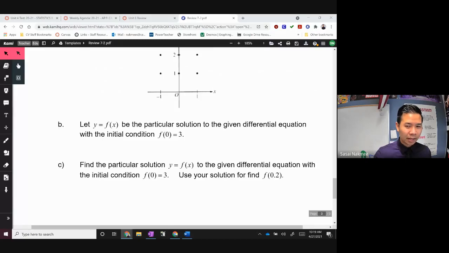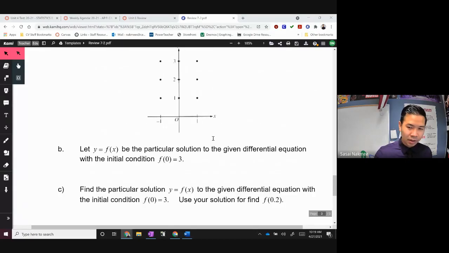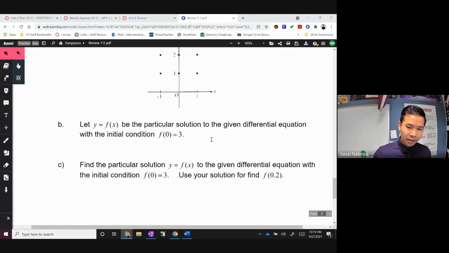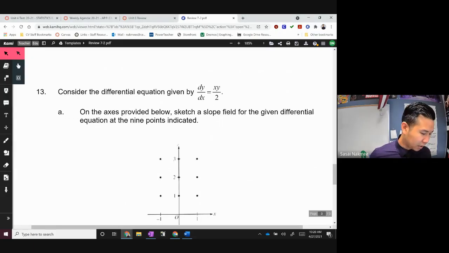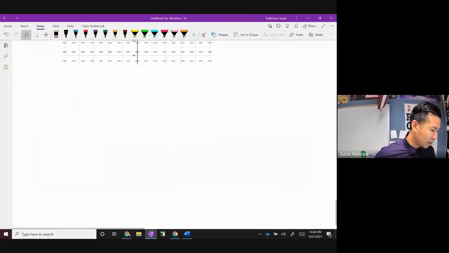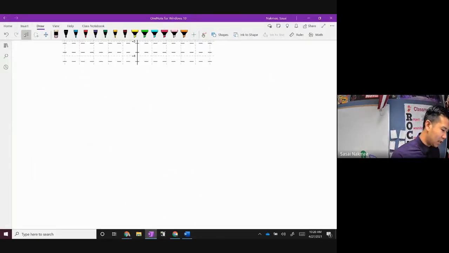Monica, since you were kind enough to type it out into the chat, was there something in there that you wanted to see? Was it this part where it says to find f of 0.2? Or was it just in general finding the solution? Oh, okay. So, all right. Hopefully you won't mind, I'm just going to do a different differential equation real quick, just a quick one. And then I'll talk about what that f of 0.2 is asking you to do.